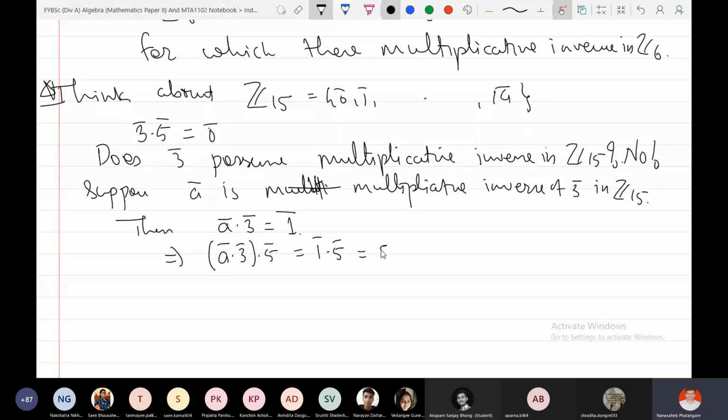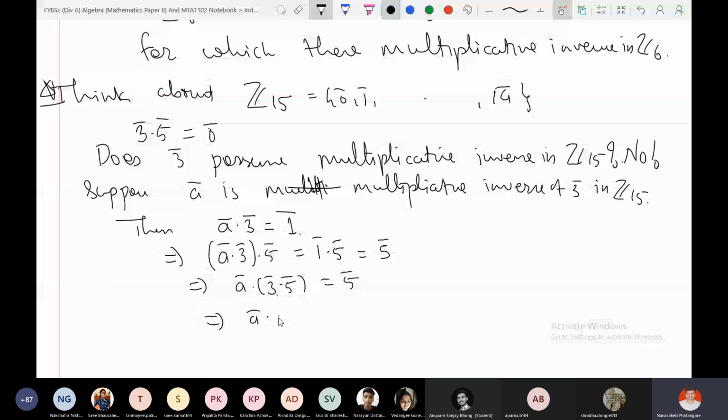No, sorry, 5 bar. In Z15, 1 bar into 5 bar is 5 bar, right? So, and what is the left hand side? A bar into 3 bar into 5 bar is A bar into 0 bar, which is 0 bar. Therefore 0 bar is equal to 5 bar. This implies 5 bar is equal to 0 bar in Z15, which is not true.